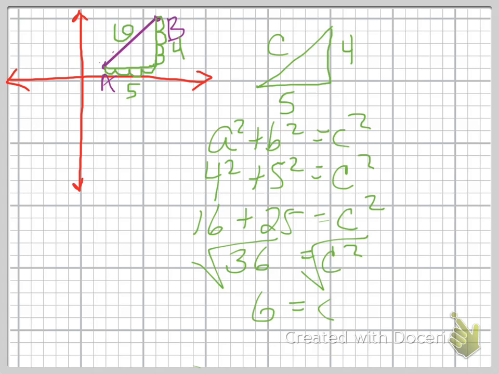Okay, I could have also made a right triangle this way. It doesn't matter if you're lefty or righty on the right triangles. It would have come out with the same answer because you can see that this is up 1, 2, 3, 4, and this is over 5. So it won't matter which way you make your right triangle.